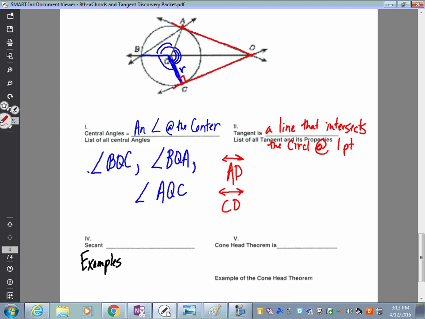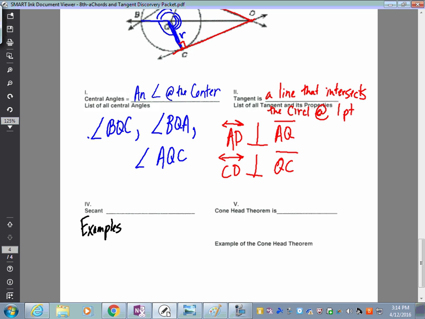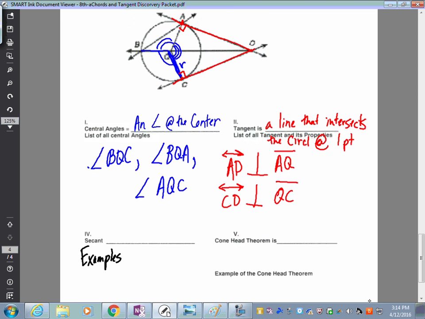So we have a box at C, and we're going to draw one at the A, okay? So our tangent AD, we're going to add this to our example, is perpendicular to AQ, to that radius. And CD would be perpendicular, that's the symbol for perpendicular, to QC. That's the property of a tangent. It's going to be perpendicular. It has to make the right angle. All right, so those are the examples for central angle and tangent. Then we're going to do secant.